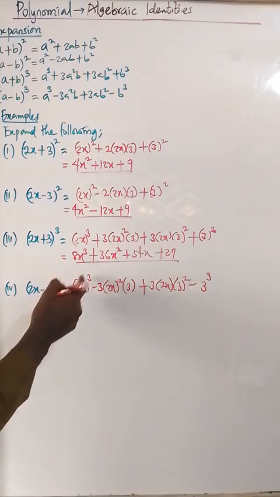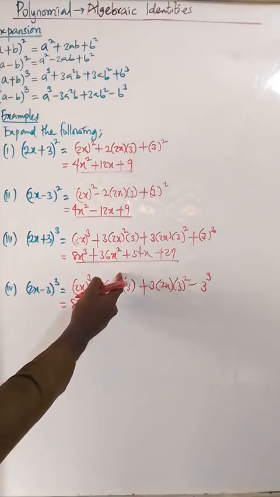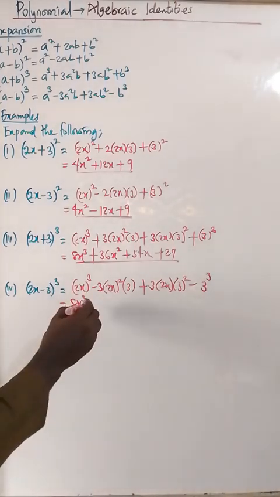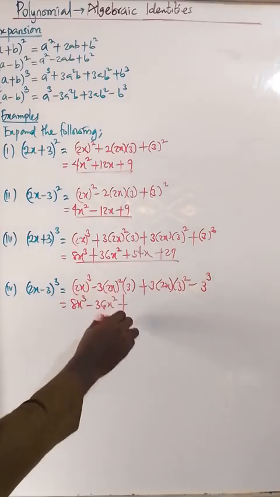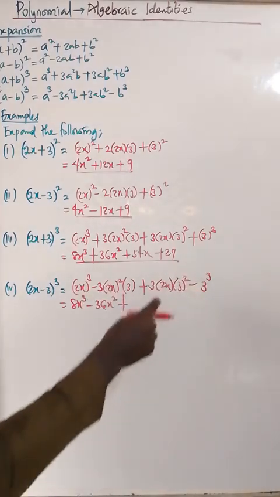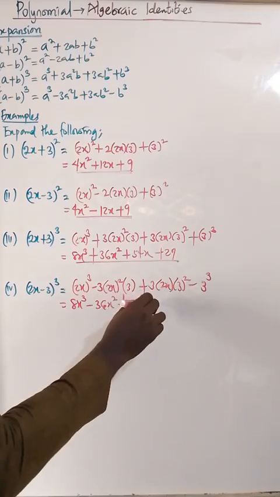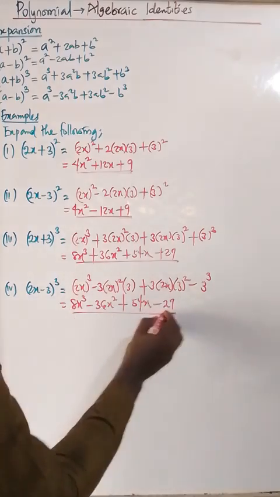From here, 2 cube is 8, we have x cube. Then 2 squared, 4. 4 times 3, 12. 12 times 3, 36. Plus 3 squared, 9. 9 times 3, 27 times 2, 54. 54x minus 27. That's the final answer.